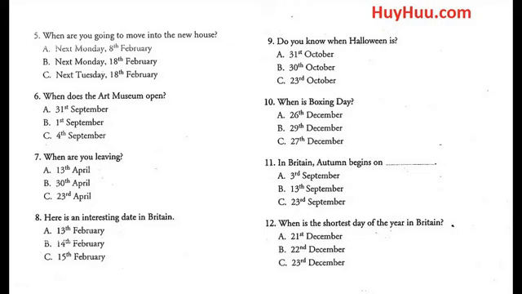11. In Britain, autumn begins on the 23rd of September. 12. Hi, Linda. Do you know in Britain when the shortest day of the year is? Yes, it's on the 21st of December. Nope. It's on the 22nd of December.